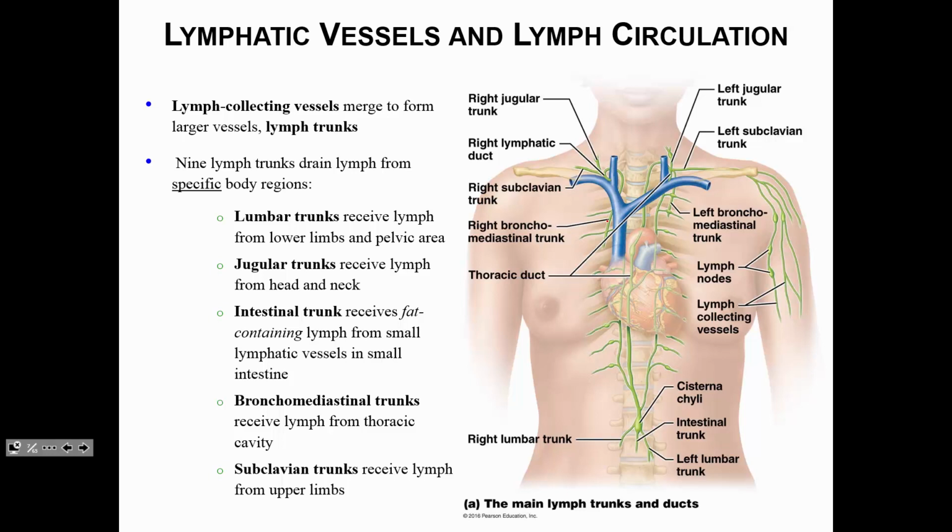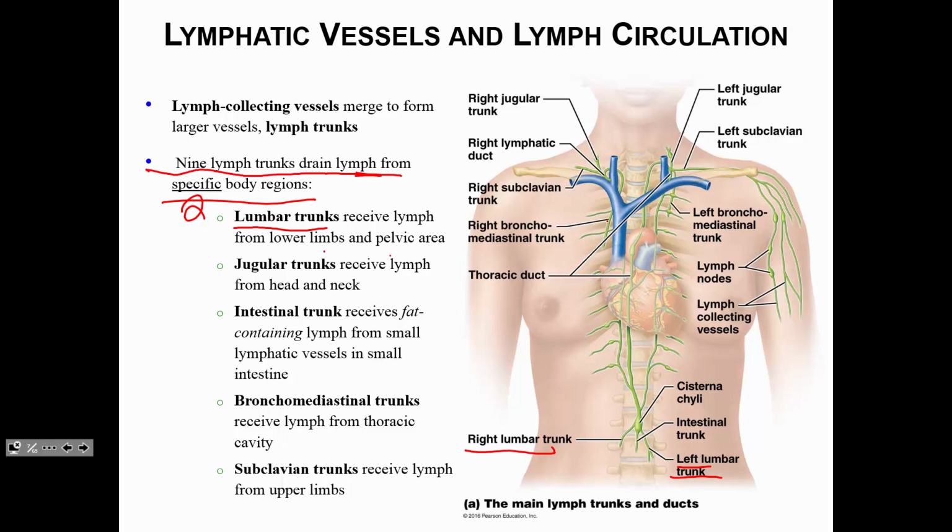There are 9 trunks in the body that drain lymphatic fluid from very specific body regions. Here are the first 2. You're going to have 2 lumbar trunks. They're going to receive lymph from the lower limbs and the pelvic area. So you have a right lumbar trunk and a left lumbar trunk. So that's going to be 2.